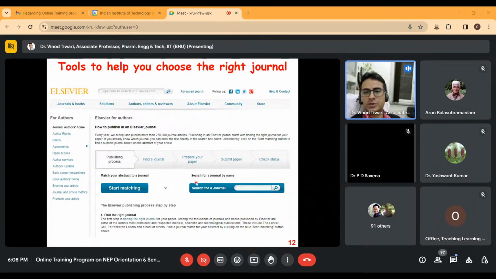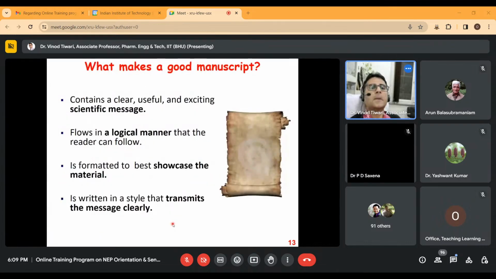Also, you can search for a journal by name if you already have an idea. You can see, we accept and publish more than 250,000 journal articles every year. This is the quanta of work being published by Elsevier alone. And there are a lot of other publishers just like Elsevier, Taylor & Francis, Wiley, and a lot more, right? You can just imagine, the information is being published at such a high rate.